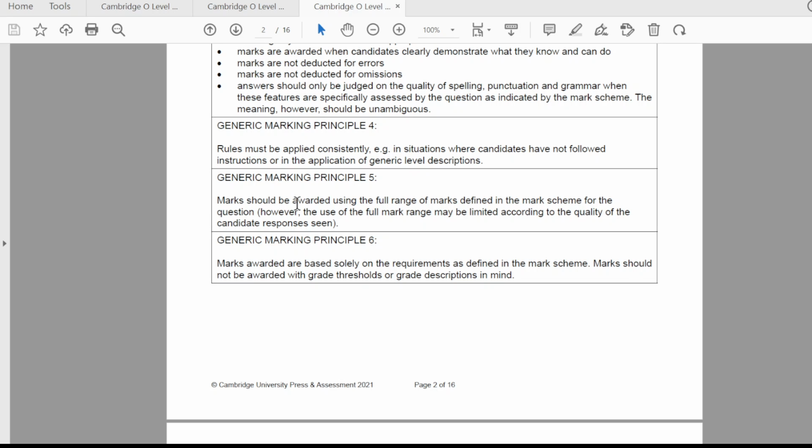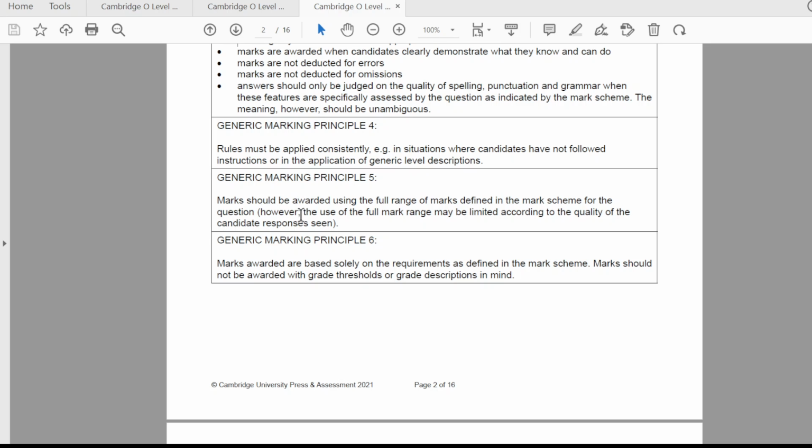Marks should be awarded using the full range of marks defined in the mark scheme for the question, right? As we'll go over the marking scheme, we'll see you'll get 1 mark if you write this much content, and 2 if you write more and it's relevant and well worded, and 3 if it's very precise. So if you meet all of those, then you'll get the 3 marks. If not, then 2, then 1.